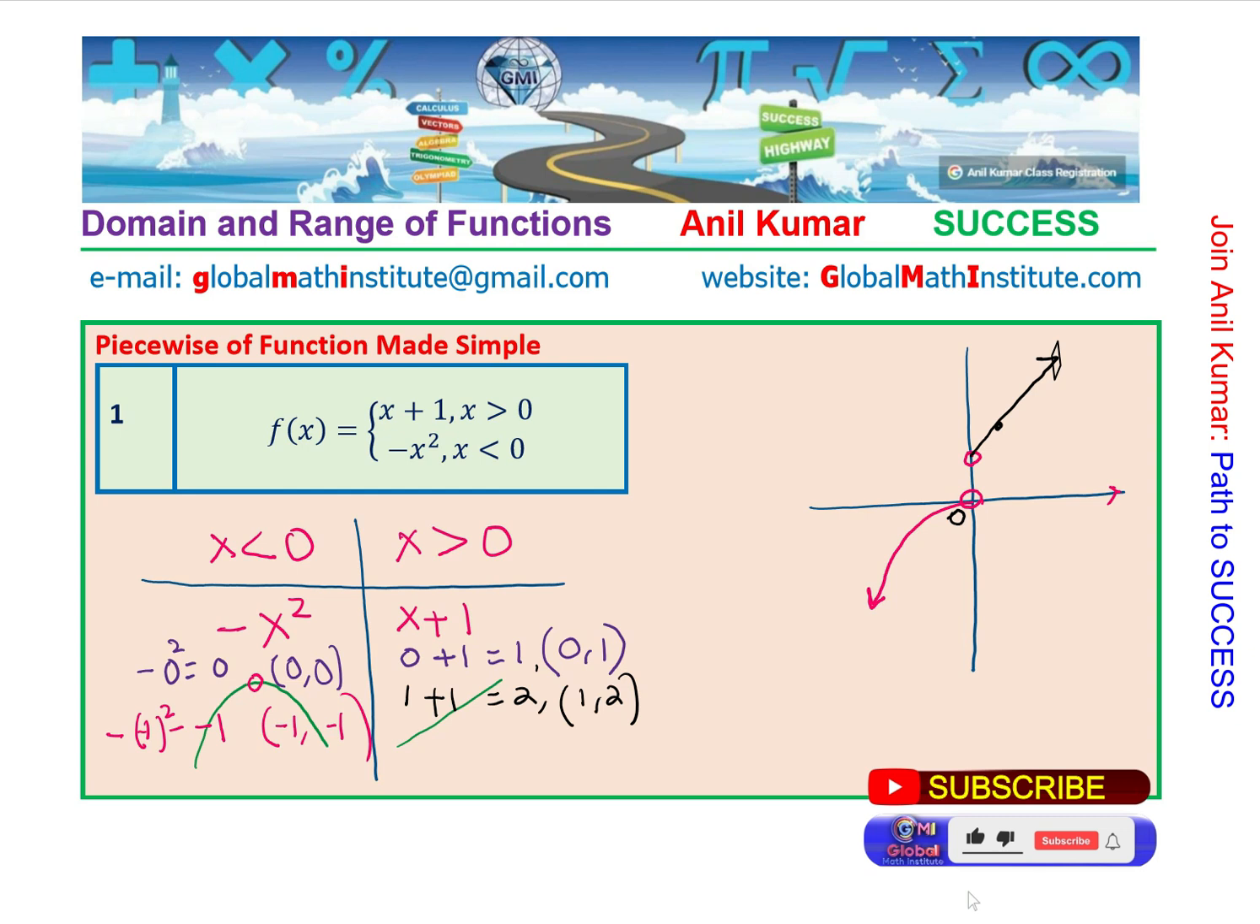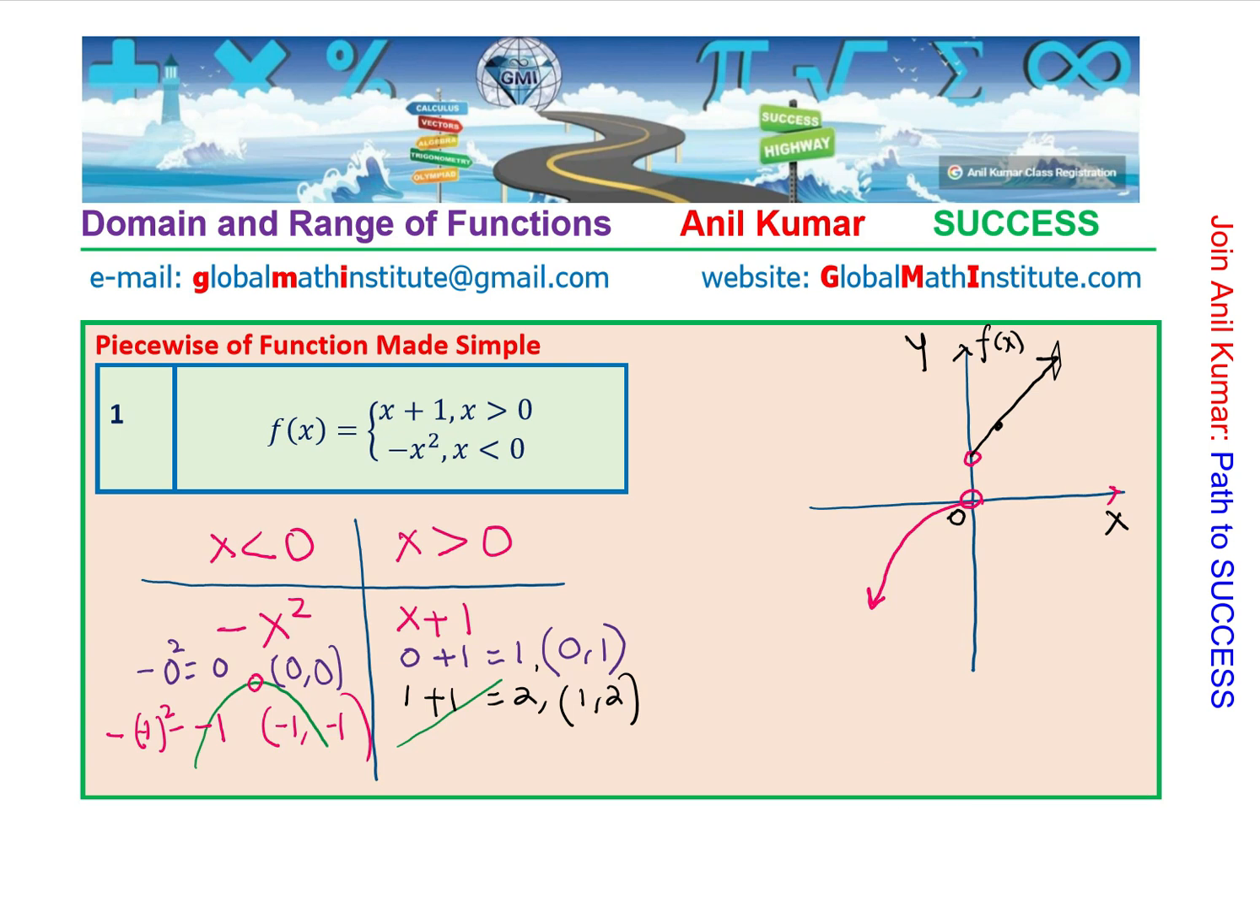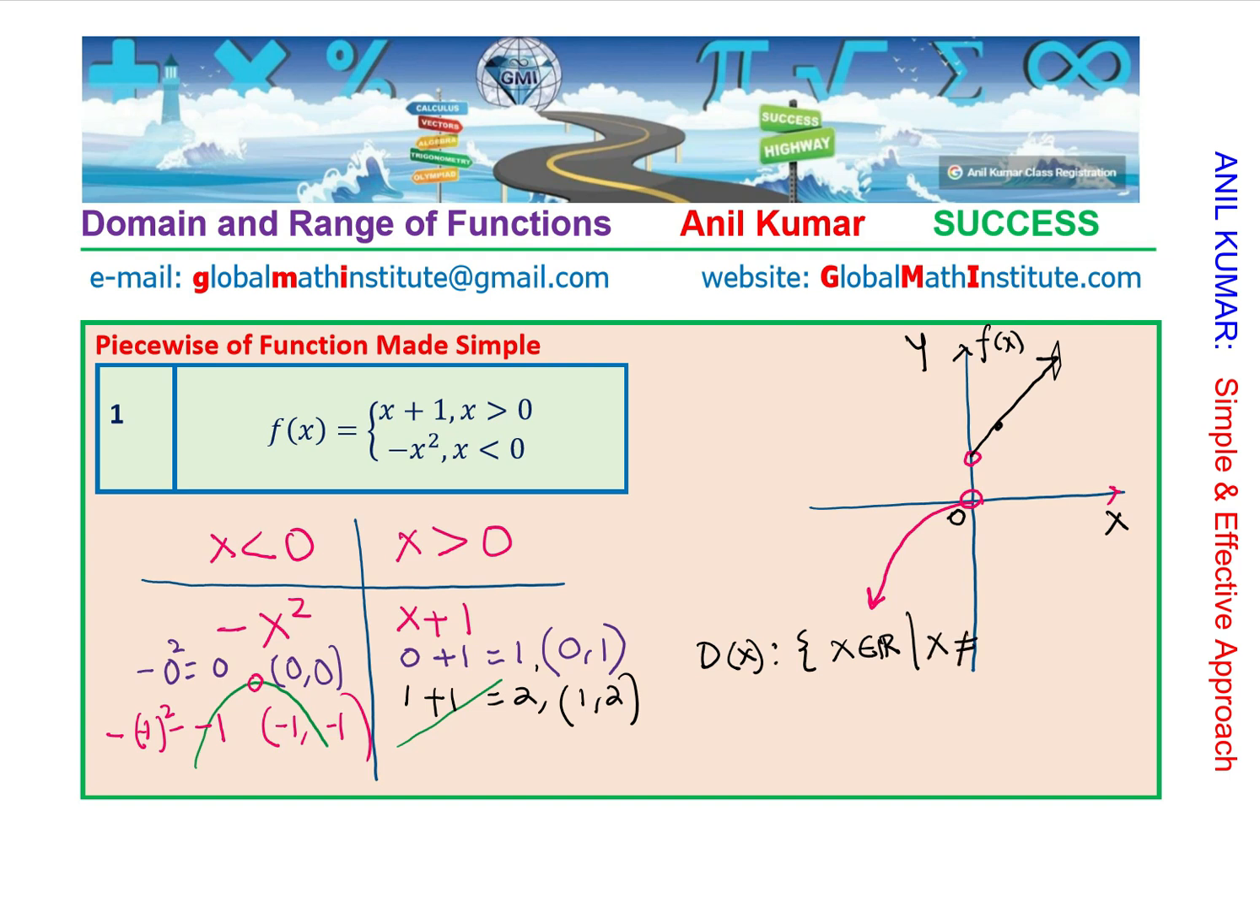Let me now label this as the x-axis and the y-axis. So that becomes our function f of x. Now you can easily write the domain and range of this particular function. Clearly, what is the domain? Well, I'm writing domain with the letter D and x in brackets, and the domain, as you can see, is x belongs to real numbers. However, x is not equal to 0, right?